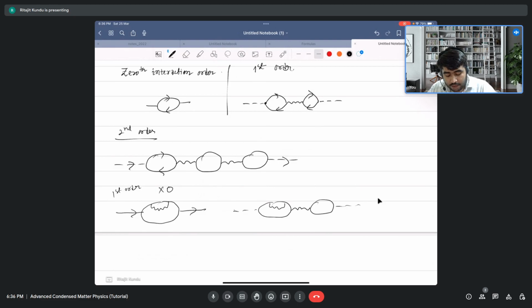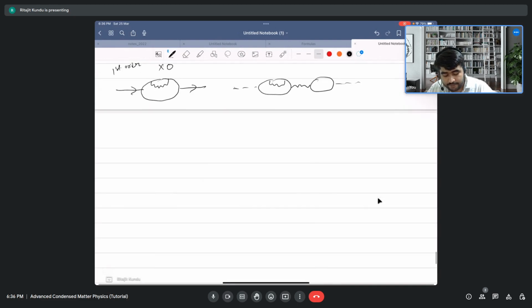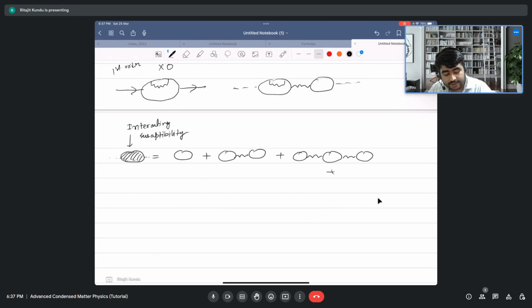So what will happen is, we will have a bubble, a polarization bubble. Now let me make it a dark bubble. So this is a filled bubble, this is the interacting susceptibility. I am not drawing the external legs, but you can imagine that they are there. So this is given by a single bubble plus one bubble, Coulomb interaction, another bubble, one bubble, Coulomb interaction, another bubble, and it goes on, and this is an infinite GP series.